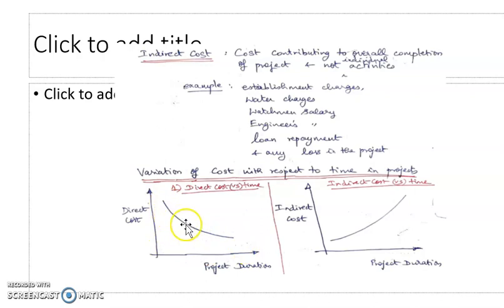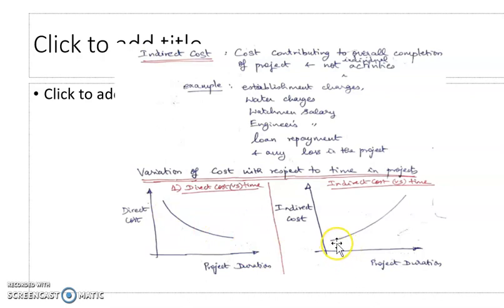But whatever be the case, the time cannot be brought to zero. It will have a certain minimum time because work cannot be brought to zero. The same work is crushed to a smaller duration by deploying more resources. So that is why the trend of direct cost with respect to project duration is inversely proportional.